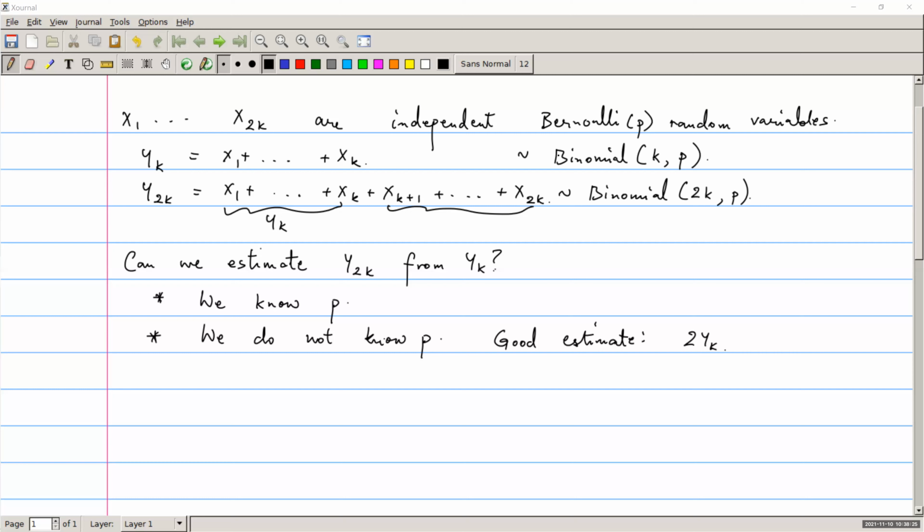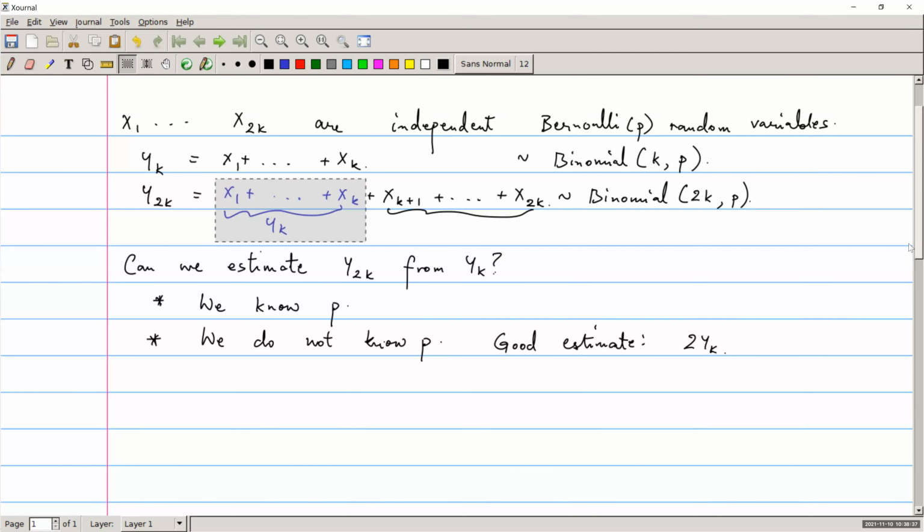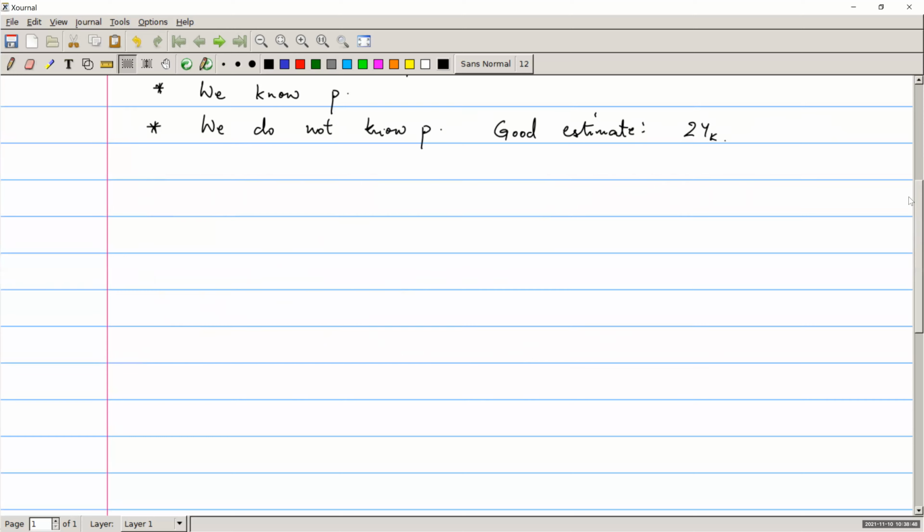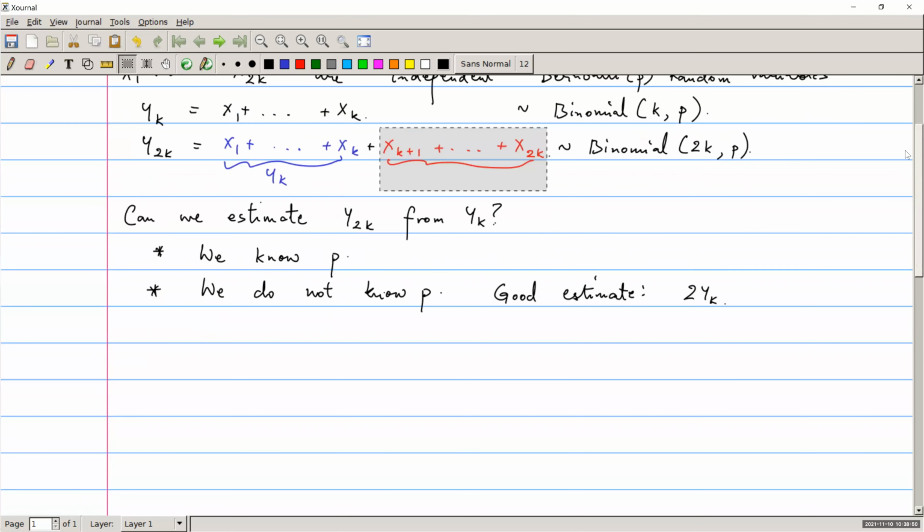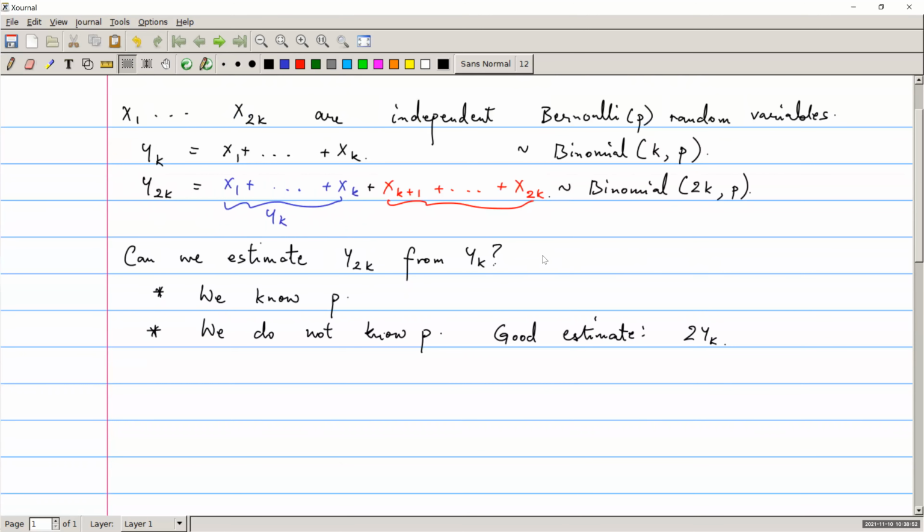Very good. So what Stephanie is saying is something like this. Remember that Y2k has two parts. We have seen the blue part, and we don't have information about the red part. Does that make sense to everyone?